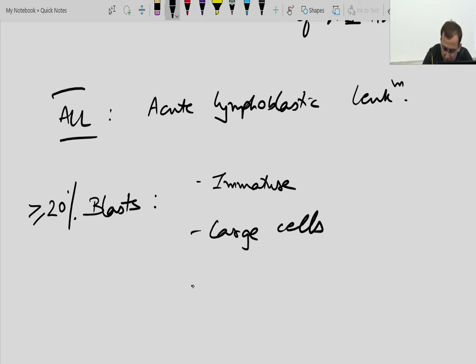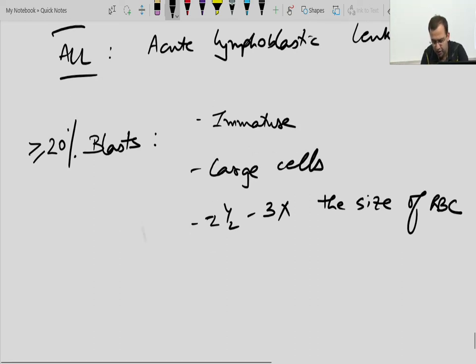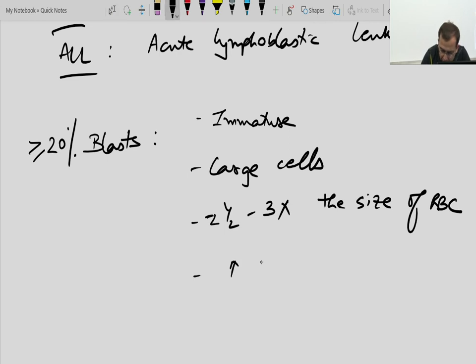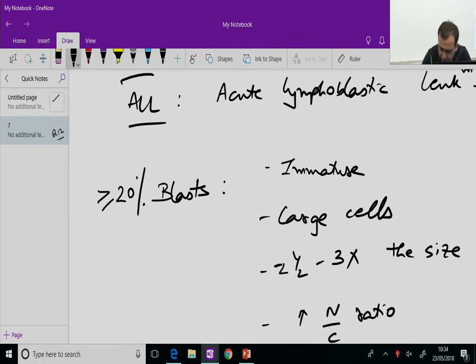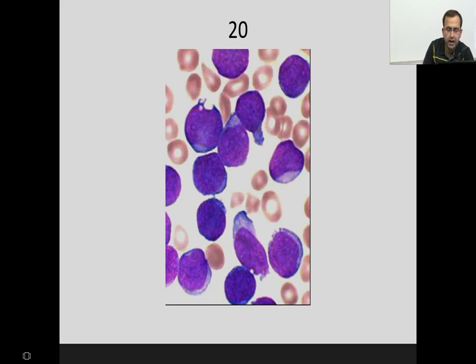What do we mean by large? About 2.5 to 3 times the size of an RBC. So CLL was comparable to the size of an RBC. This is 2.5 to 3 times the size of an RBC with presence of a high nucleocytoplasmic ratio. This is ALL. So before we go further, let us see what it looks like. This is ALL.